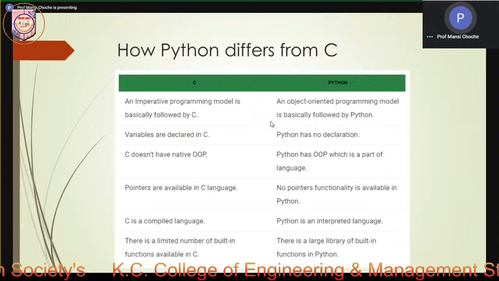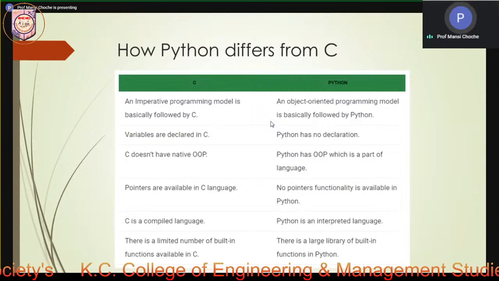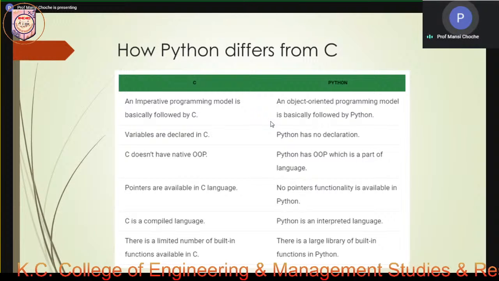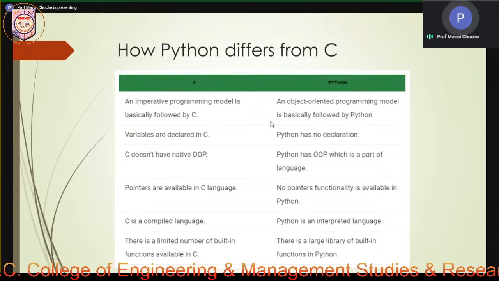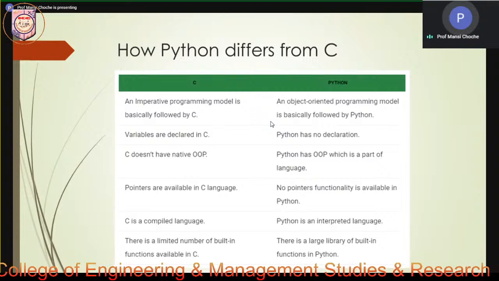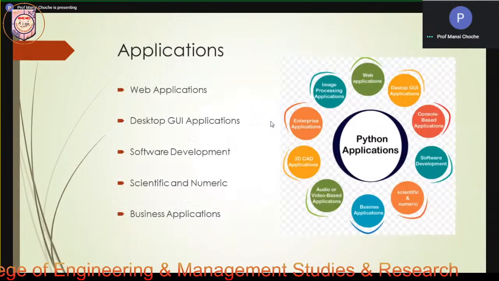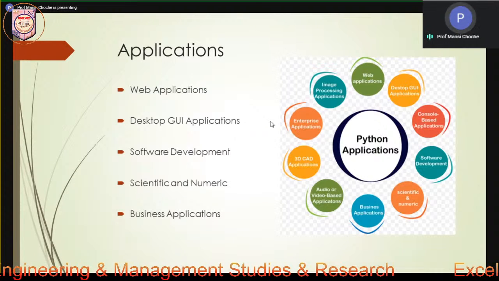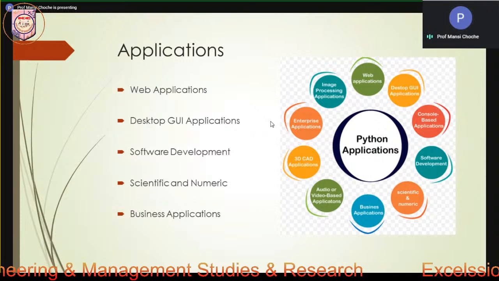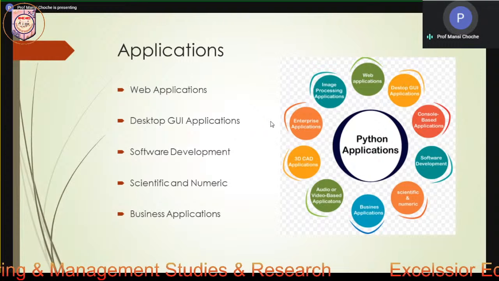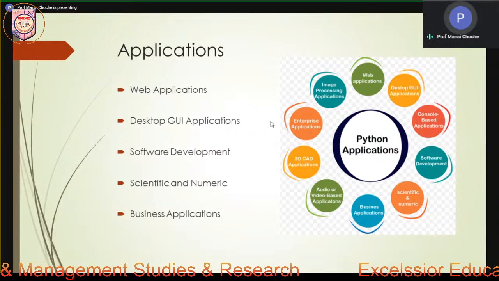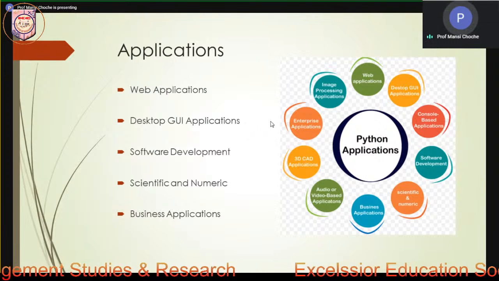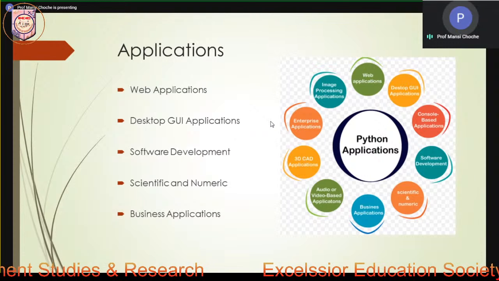There is a limited number of built-in functions available in C language, whereas in Python we have a large library of such built-in functions. So we can use these functions and develop many applications by using them. Now you can see some of the applications. We have listed here, including web applications. We can use this language for developing websites or certain web applications with the help of different frameworks available in Python, including Django and Flask.